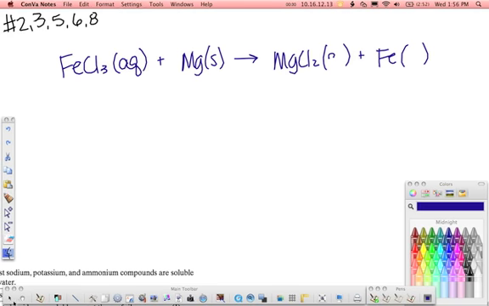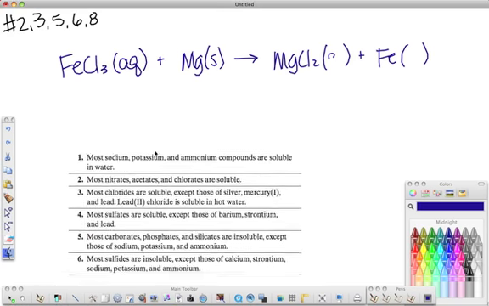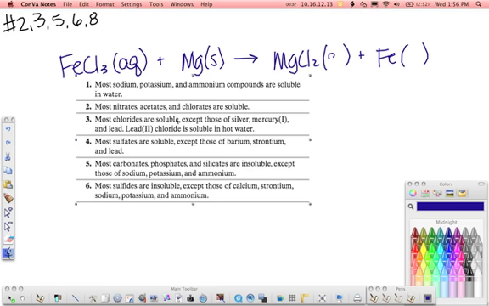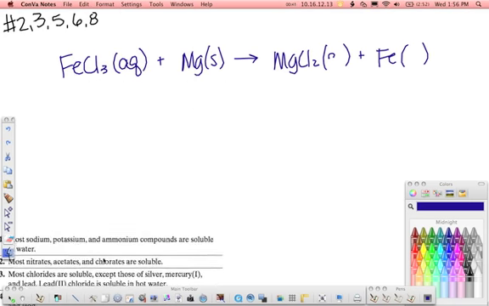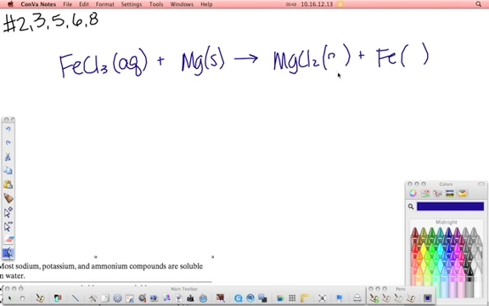Looking at the solubility rules, so we can do the magnesium chloride. Most chlorides are soluble except silver, mercury, lead. Well, this is not silver, mercury, or lead, so that means magnesium chloride is soluble. So we put aqueous. Then you have iron. This iron is all by itself. It has no charge, which means that this is pure elemental iron. And iron at room temperature is a solid.